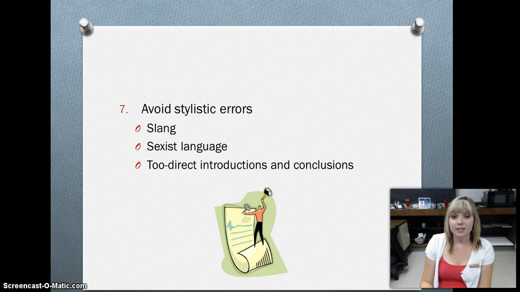You also want to avoid stylistic errors such as slang, sexist language, and too direct introductions and conclusions. It's very tempting for students to say, in this paper I will tell you, or in this paper I will explain. Avoid those if you can. And then the same with conclusions. Many times students will say, in conclusion, or in summary, or concluding this paper, and those types of things are generally to be avoided. Also, you want to avoid using slang. There are plenty of words in the English language that you can use instead of using slang.